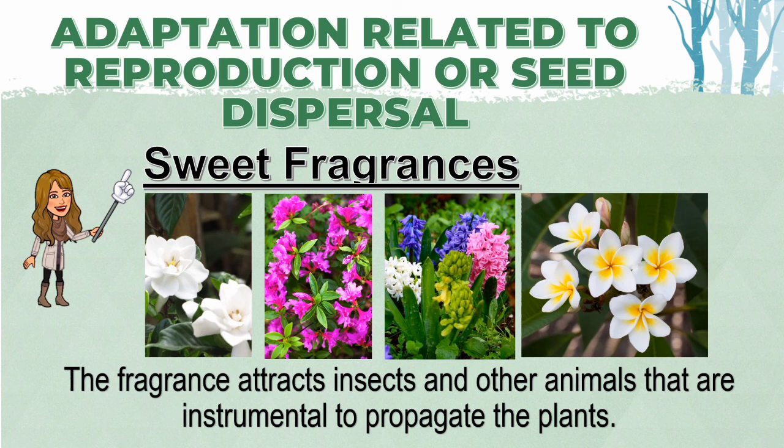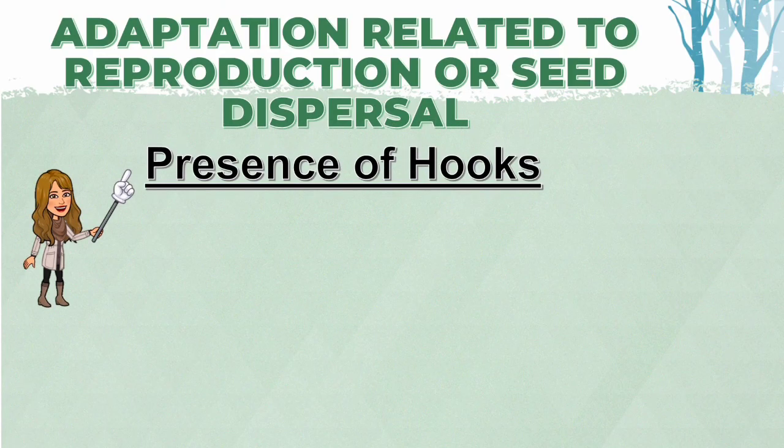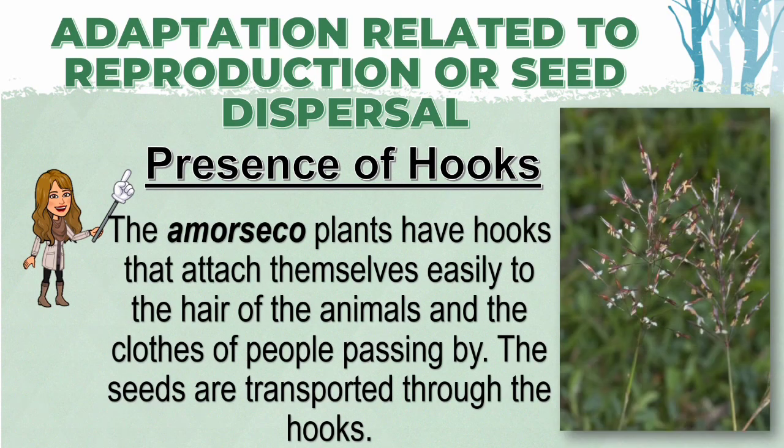Next, under adaptation related to reproduction or seed dispersal is the presence of hooks. The Amorseco plant has hooks that attach themselves easily to the hair of the animals and the clothes of people passing by. The seeds are transported through the hooks. So, sa pamamagitan ng hook ng Amorseco plant, they can easily attach to the hair of animals and to the clothes of people na dumadaan sa kanilang paligid.